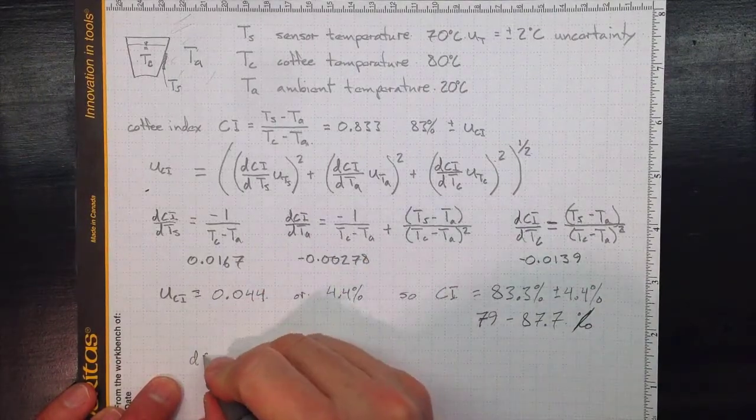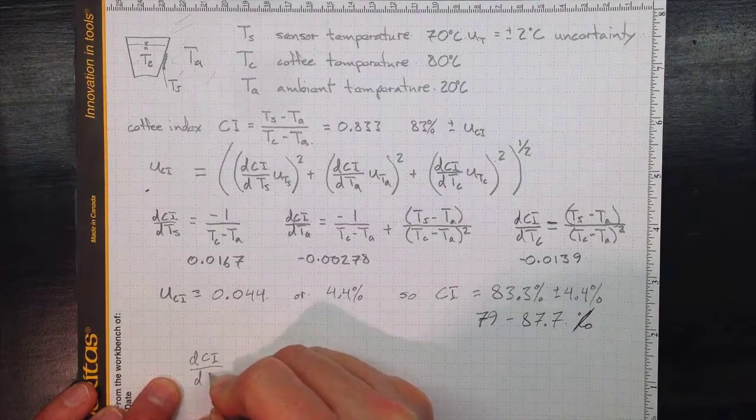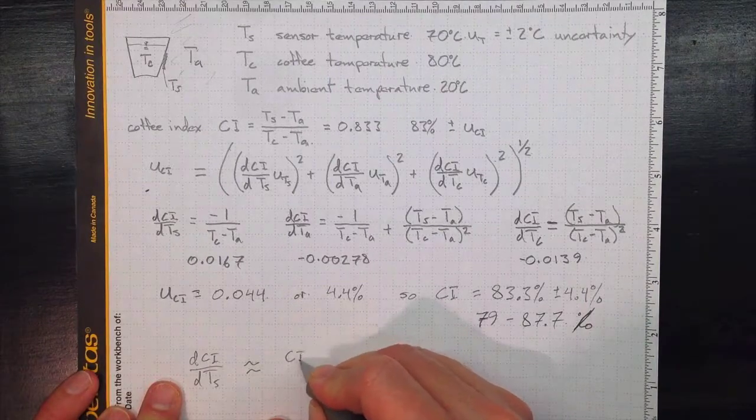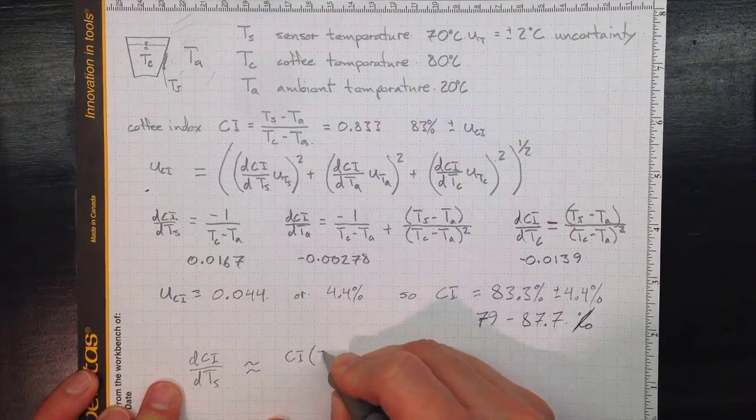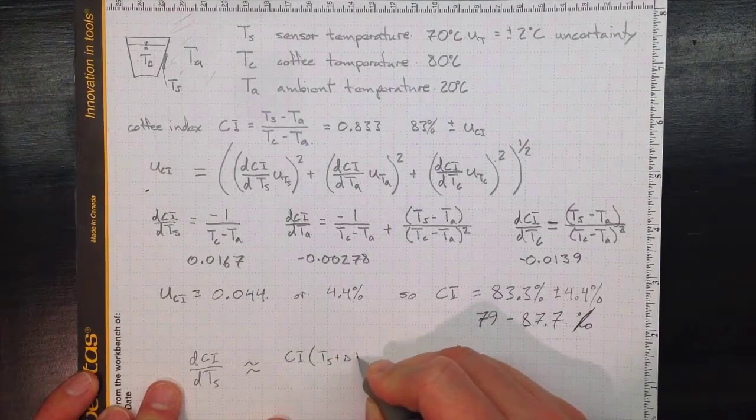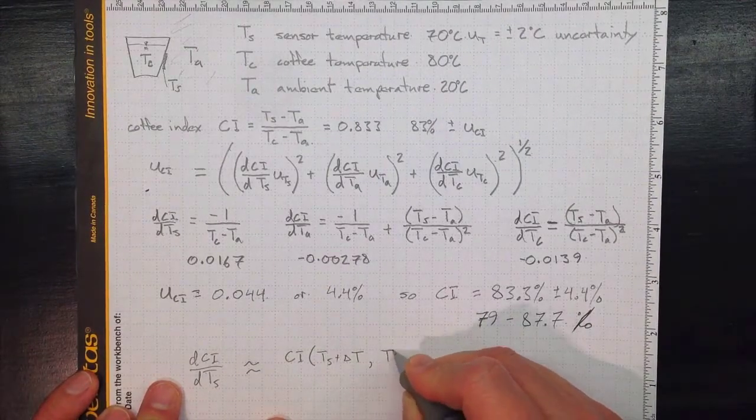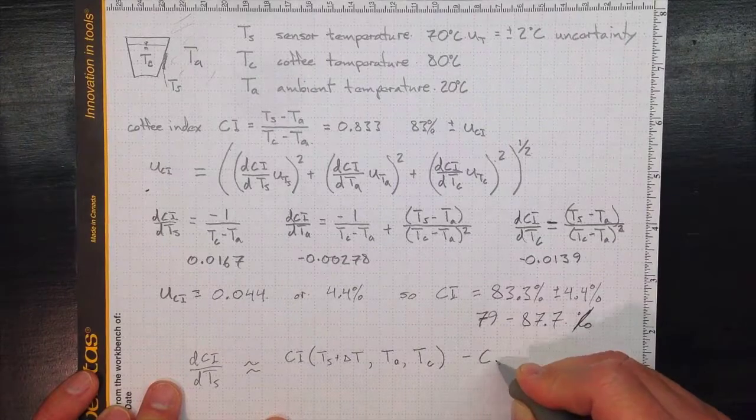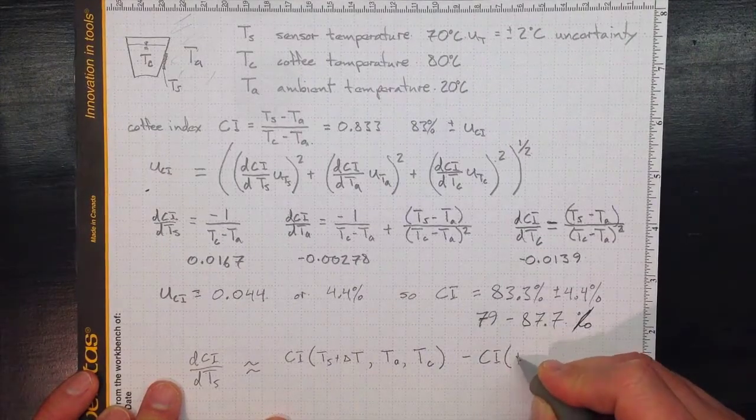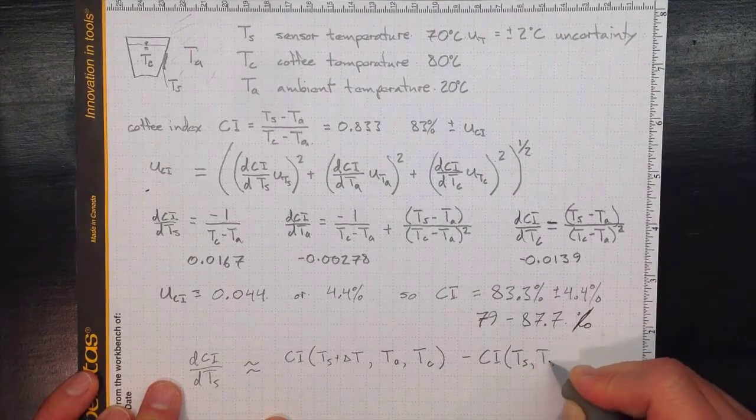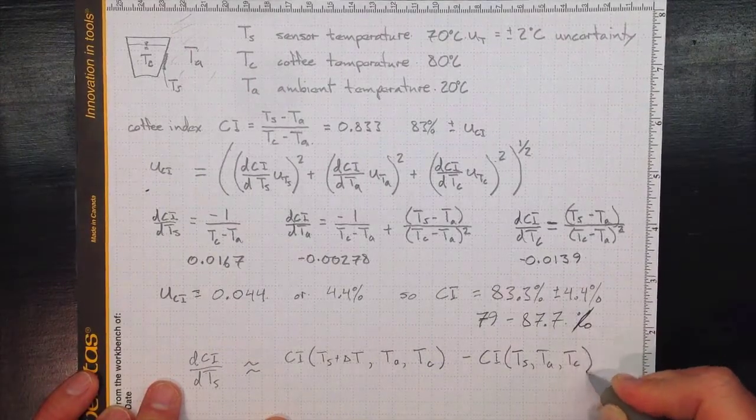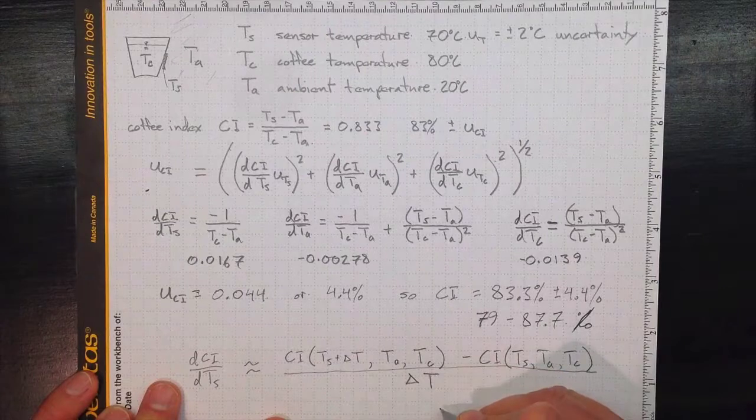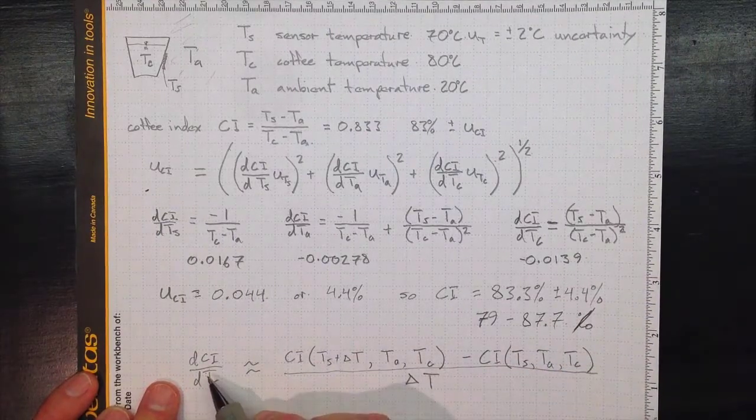dCi dTs is approximately equal to the Ci value that we get if we put in Ts plus some small delta T along with T ambient and T coffee, minus whatever Ci we would calculate if we put in just TS, TA, and TC, all divided by that delta T. That gives us a good approximation for that derivative.